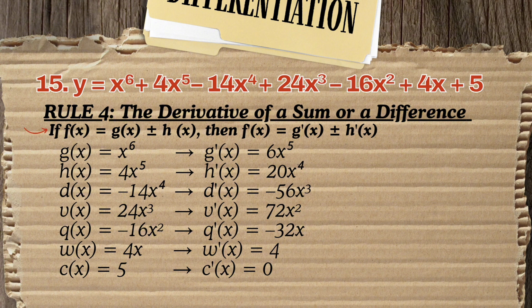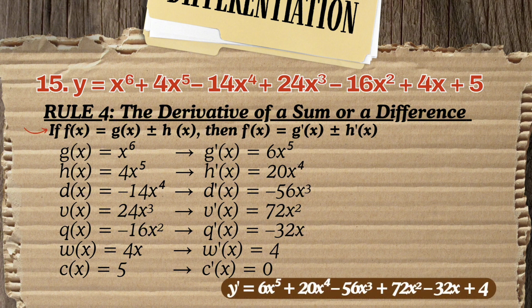And therefore, this will be our final answer. y prime is equal to 6x raised to 5 plus 20x raised to 4 minus 56x raised to 3 plus 72x raised to 2 minus 32x plus 4.